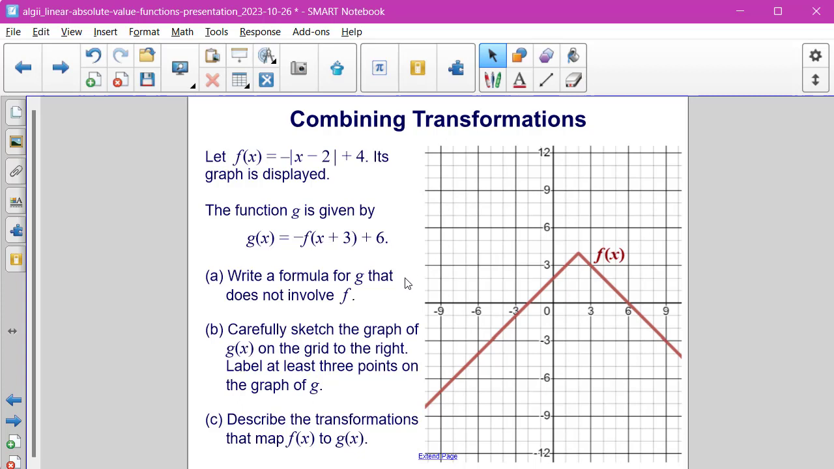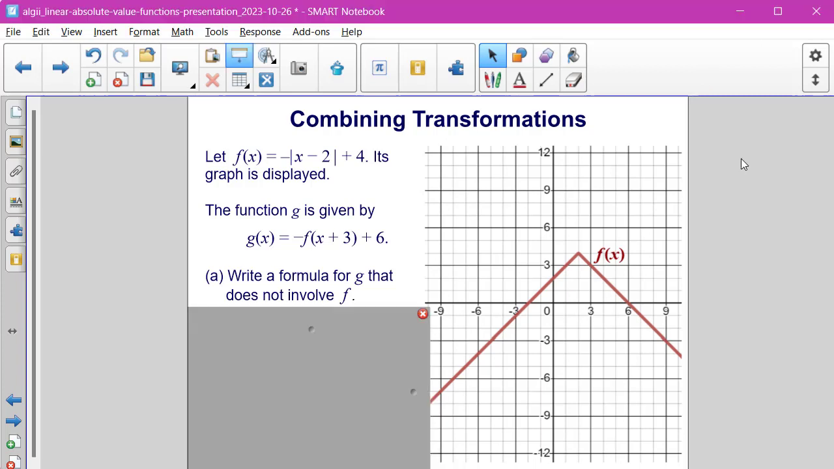The first step that we are going to do is to write a formula for g that does not involve f. The second thing that we are going to do is we are going to carefully sketch a graph of g of x on the grid to the right, and we're going to label at least 3 points on the graph of g. And finally, we are going to describe the transformations that map f of x to g of x. Let's get started. The first step that we are going to complete is to write a formula for g that does not involve f.